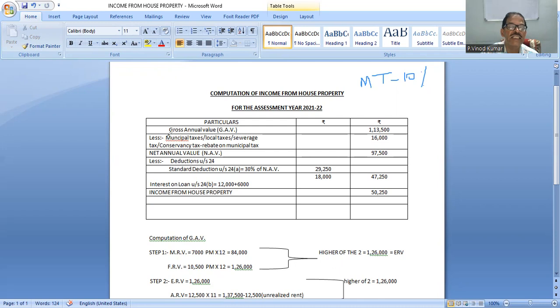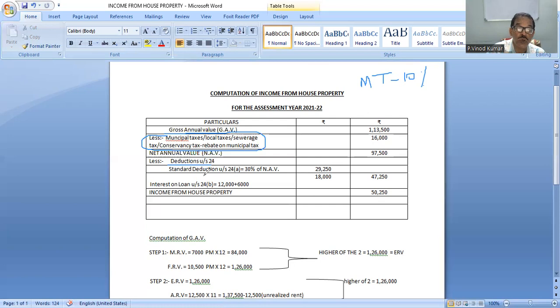The municipal taxes, if given in percentage, always calculate on municipal rental value. And if municipal taxes are paid by the owner, then only you have to subtract from the gross annual value. If it is paid by the tenant, ignore it. Right? Now, you will get NAV 97,500 less reductions under section 24. There are two deductions. One is standard deduction, section 24A, equal to 30% of NAV, 30% of 97,500, you get 29,250. And B, interest on loan.